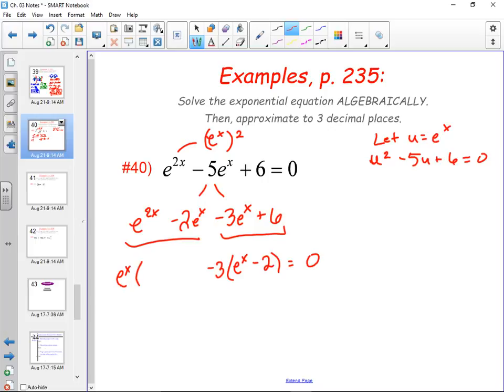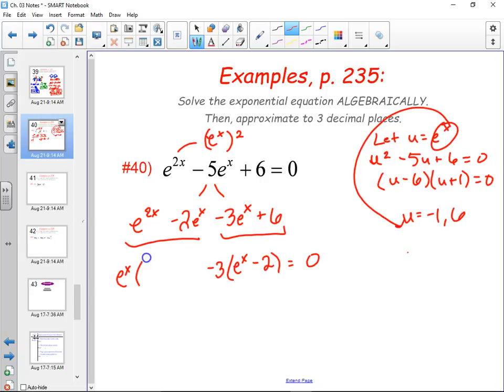Where e to the x is u, or u represents e to the x. And you can say, sweet. U minus 6, u plus 1, u equals negative 1, 6, and then you say, plug it in, e to the x equals negative 1, e to the x equals 6. We'll come back to him in a second.